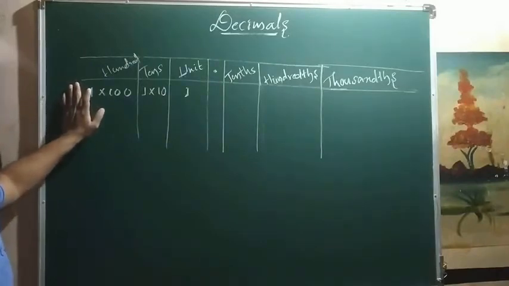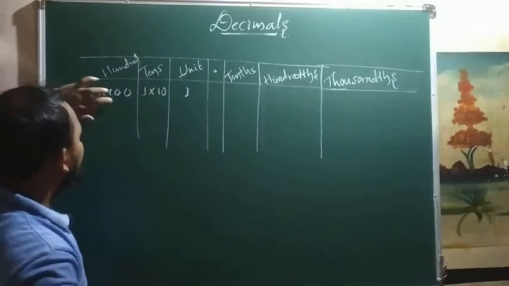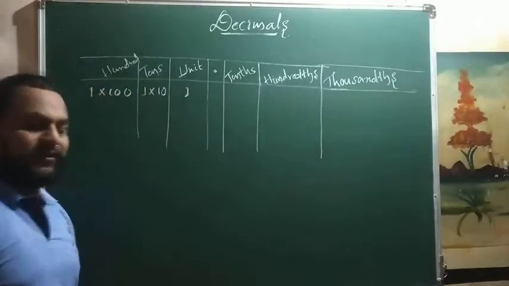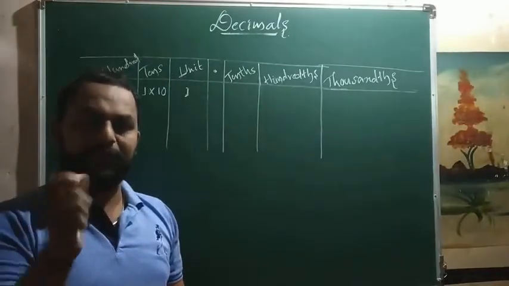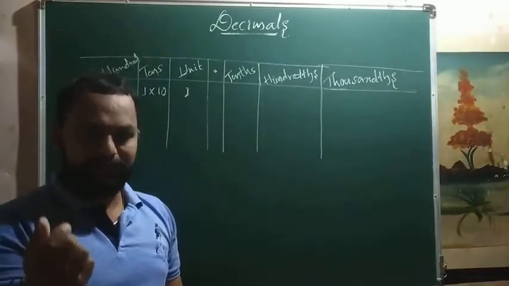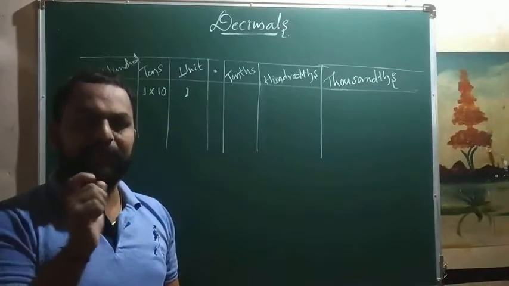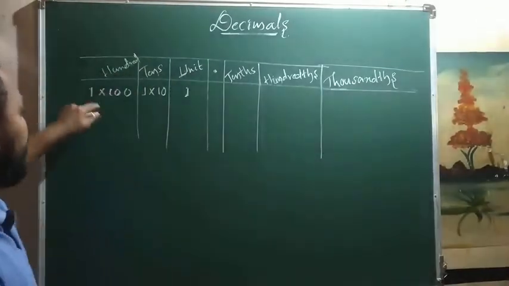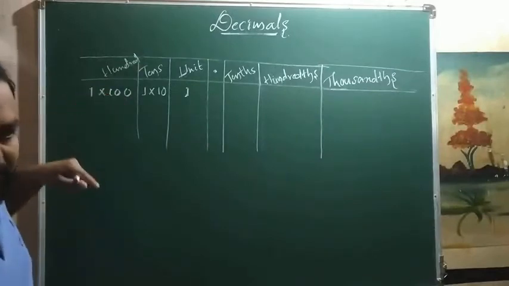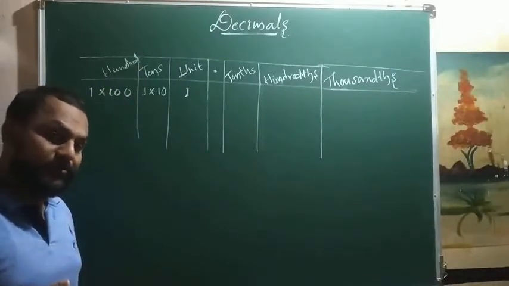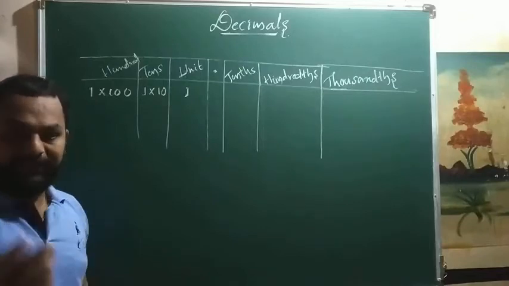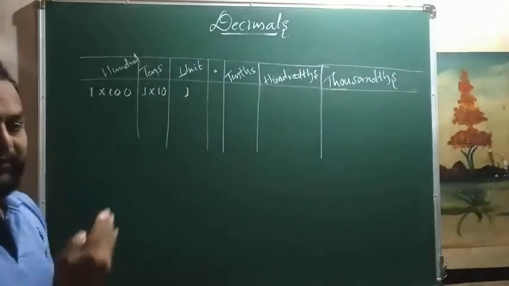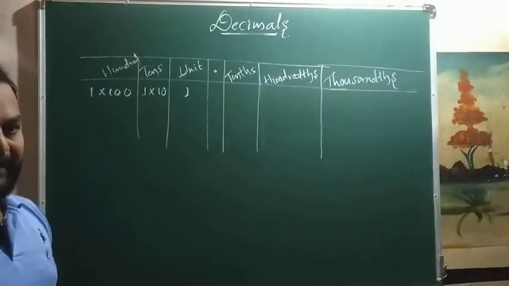The whole numbers: here 1 into 100 is 100, then 1 into 10 means 10. Again, 1 into 10 is 10, 2 into 10 is 20, 3 into 10 is 30, 4 into 10 is 40. Like that, 1 into 100 is 100, 2 into 100 is 200, 300, 400, 500. Then, after the number, after the decimal point, after the decimal place.